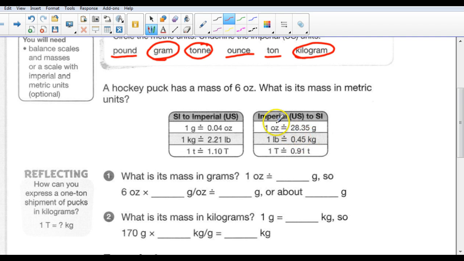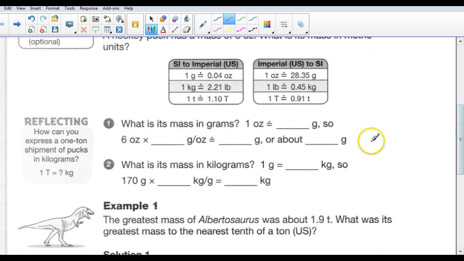A hockey puck has a mass of 6 ounces. What is its mass in metric units? Okay, so let's see. We've got ounces, and we want to go to the equivalent unit, which is probably a gram. So we know that 1 ounce is the same as 28.35 grams. We have 6 ounces, so let's do the math on that. So what is its mass in grams? Well, we know 1 ounce is the same as 28.35 grams, right from the chart above.